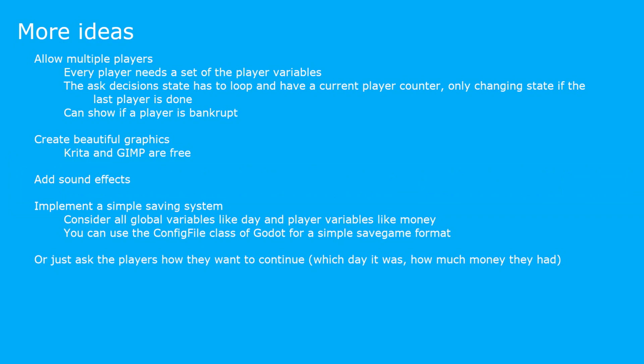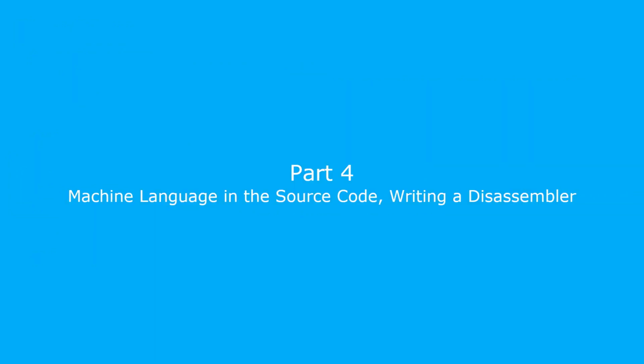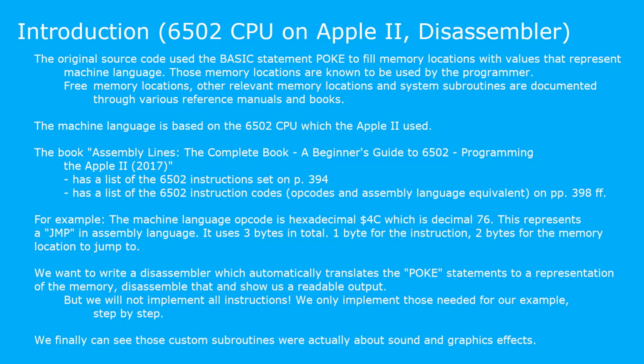Here are some more ideas which you can implement if you want to. From the source code you might remember the poke statements. They filled the memory with machine language for the 6502 CPU, which was used in the Apple II. We are going to write a little disassembler.